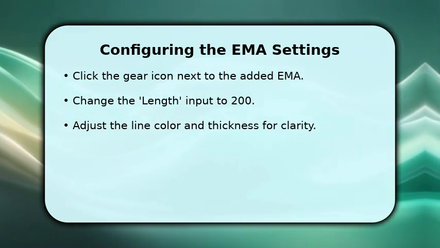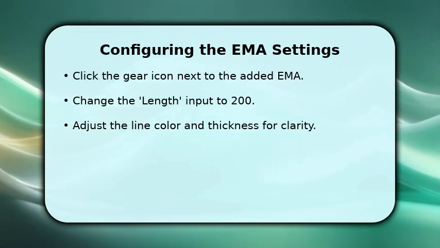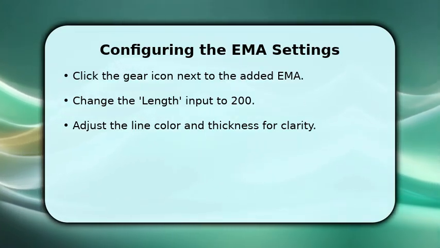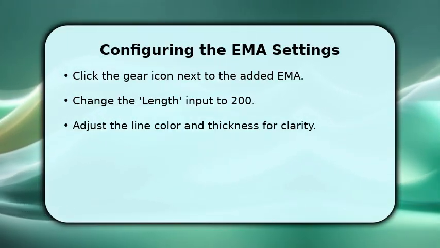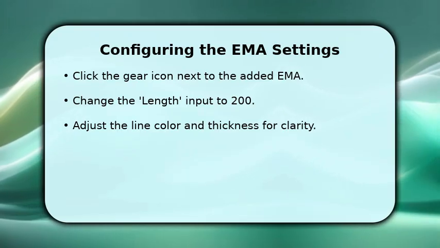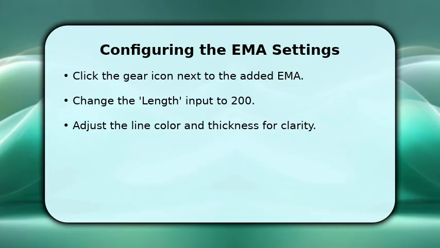Look for the small gear icon that appears next to the indicator's name on your chart. Click this icon to open the settings window. Inside, locate the length or period input field and change its value to 200. You can also customize the line's color and thickness to make it stand out clearly on your chart.